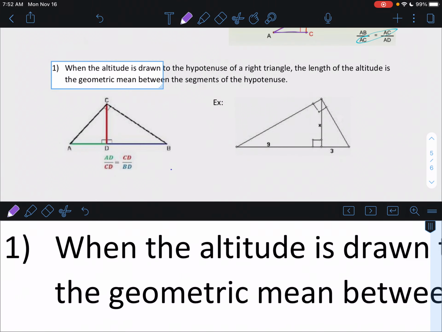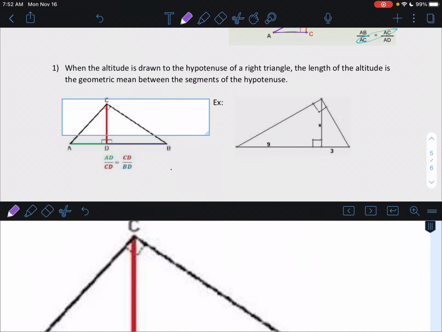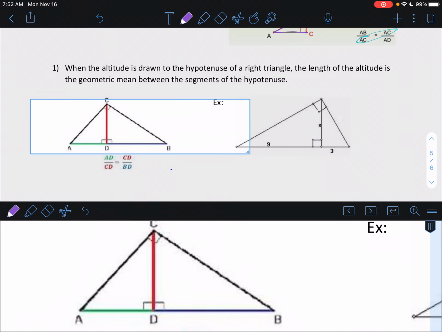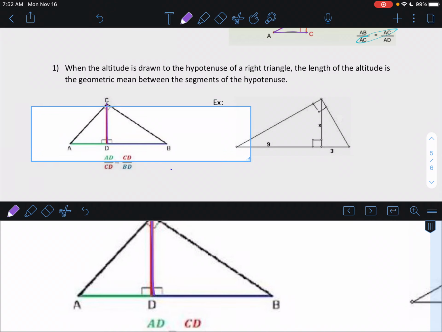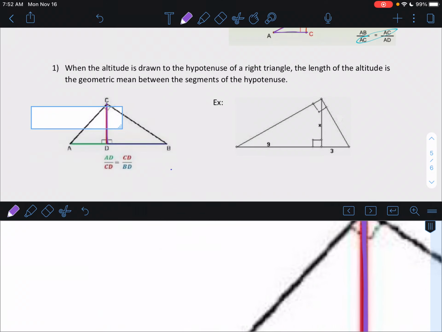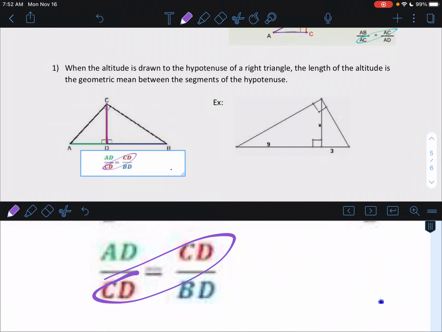So let's see some examples of this. When the altitude is drawn to the hypotenuse of a right triangle, the length of the altitude is the geometric mean between the segments of the hypotenuse. That's saying that when I draw in this altitude to the hypotenuse, so I have my big triangle ABC, and this altitude, CD, was drawn in, the length of the altitude is going to be the geometric mean. Remember, the geometric mean is that number that's going to be multiplied by itself when I do my butterfly method.